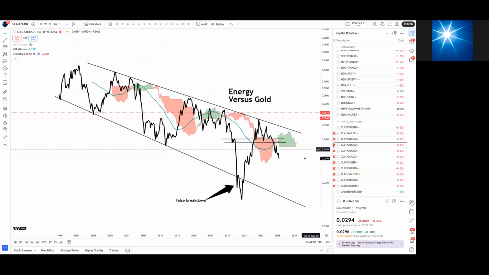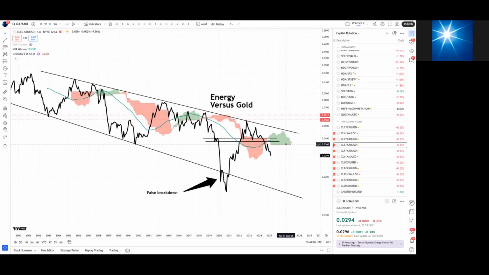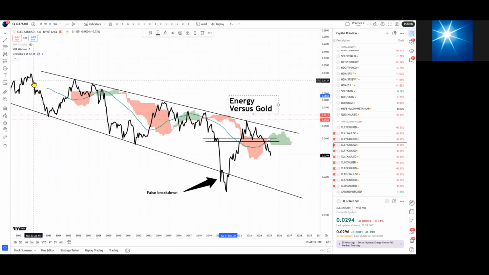XLE is energy. This is a little bit trickier to identify the breakdown, because the whole thing is in a decline versus gold at the moment, the energy sector. We are below these double horizontal support lines, below the Ichimoku cloud, below the moving average. So the conclusion from that is that we are in a bearish phase versus gold.